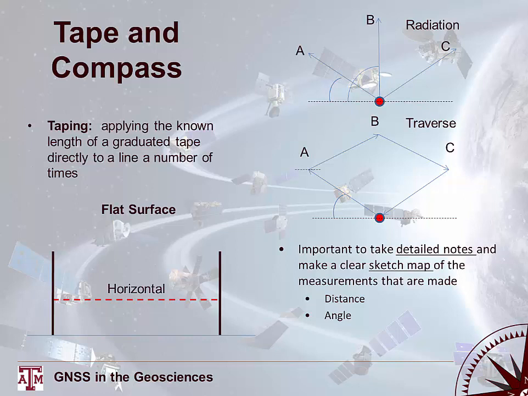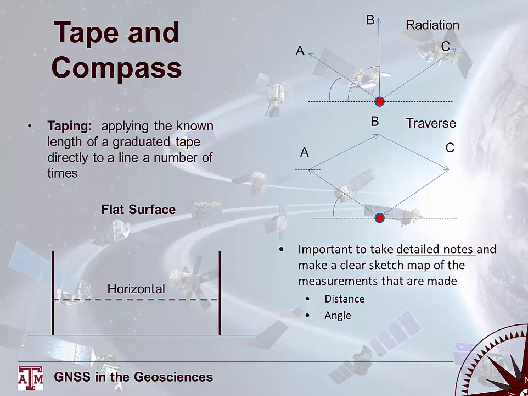Surveying an area using this approach can either be done using a radial approach or a radiation approach. And this is where you maintain a single origin or benchmark for the entire survey, and you simply rotate around that point to get the locations of all other surveyed points.